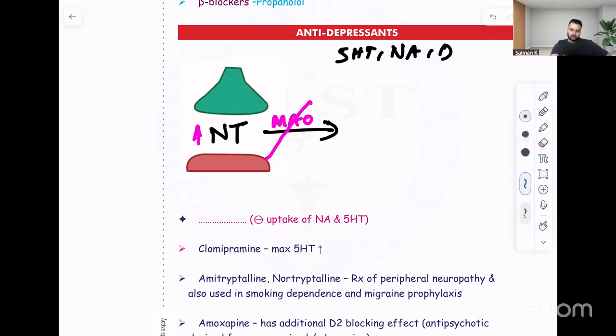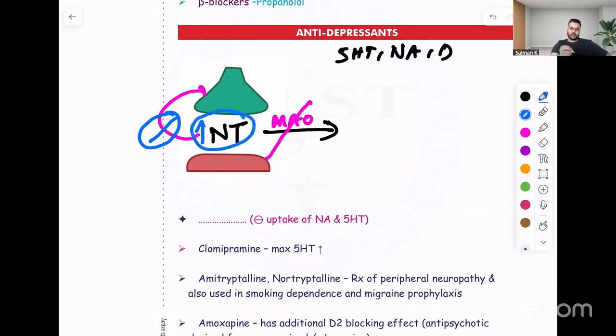Or the second way I can treat is, they go back, they get recycled like this. Their recycling is called reuptake. I can block their reuptake by a medicine, and they will again increase in the synapse. That's where you got reuptake inhibitors like SSRI, SNRI. What do you mean by that? Selective serotonin reuptake inhibitor, serotonin noradrenaline reuptake inhibitor. Those are the names.